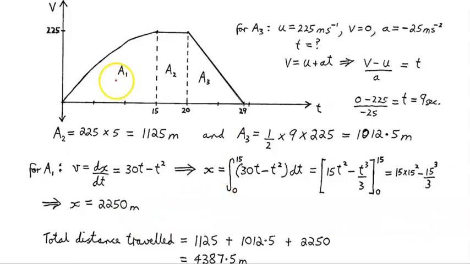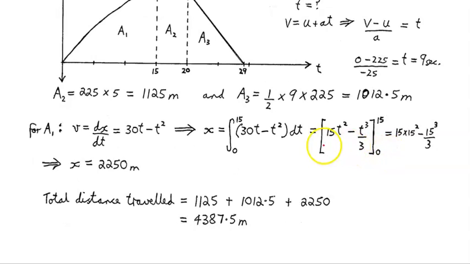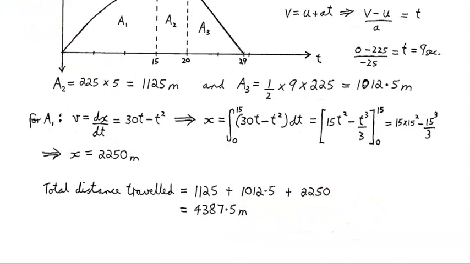So we now have area 1, area 2, and area 3, and so the total distance travelled, or displacement in this case, will be 1,125 meters plus 1,012.5 meters plus 2,250 meters. Added together that gives us a total distance travelled of 4,387.5 meters. Okay, that's it.